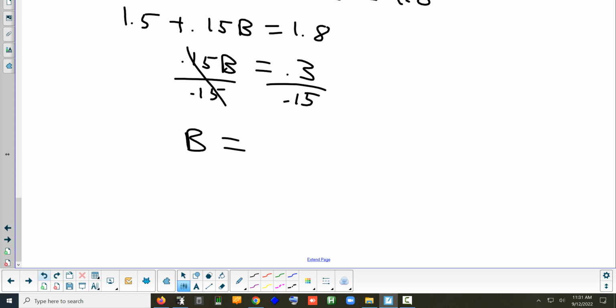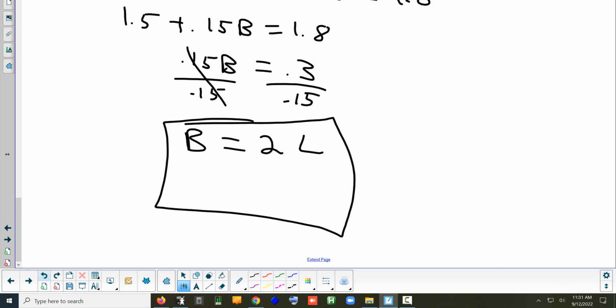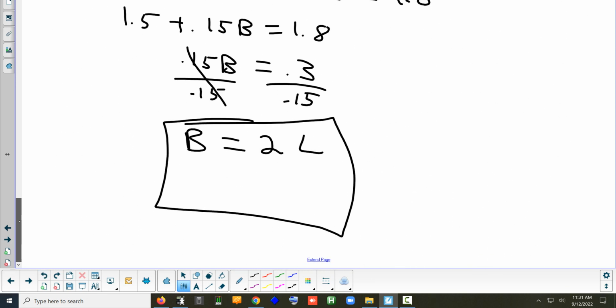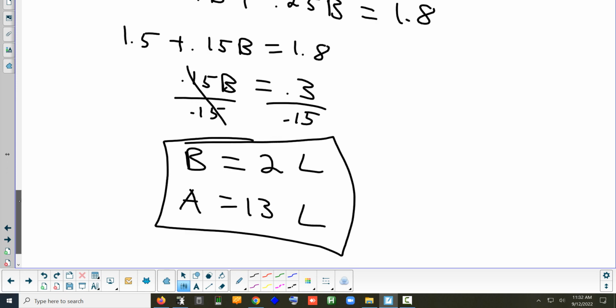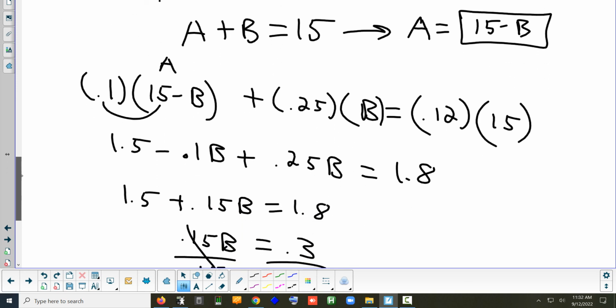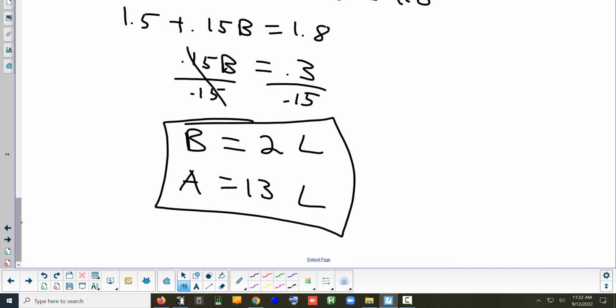2. So we need 2 liters of the solution we called B. And how many liters of A? 13. Because we wanted a total of 15. Okay, so a little bit more advanced problem, still ending up being a linear type of equation, but you had to create the system, use substitution, and solve.